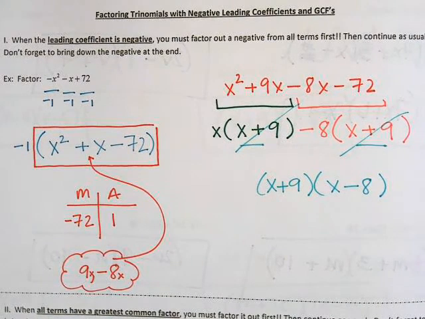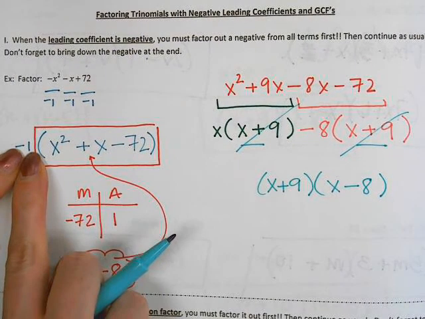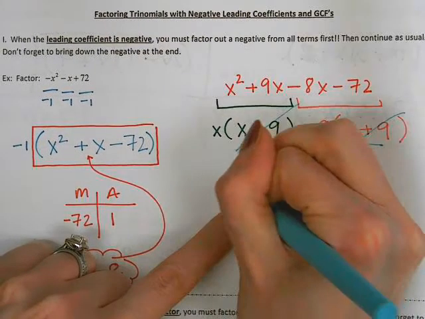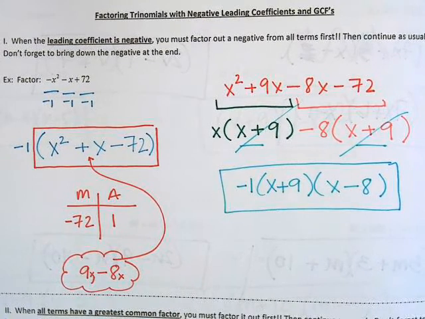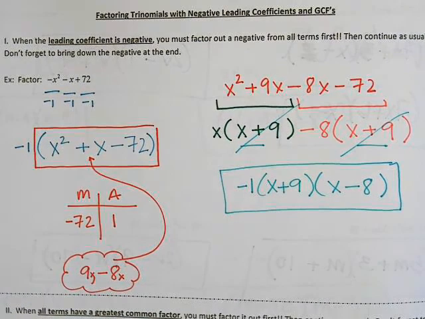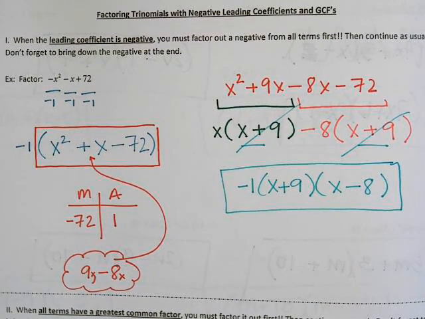Okay, the only thing then you guys have to do is remember that we really had a -1 out front, and this is now the answer. Okay, so pulling out the -1 just makes it a lot easier.